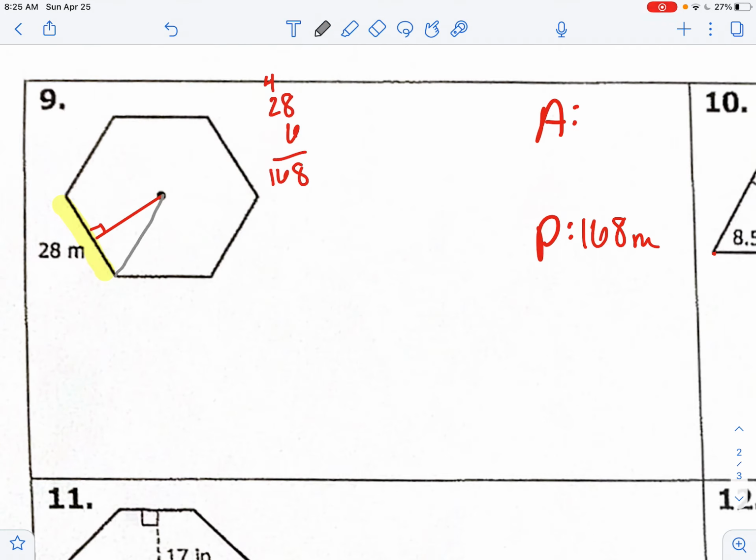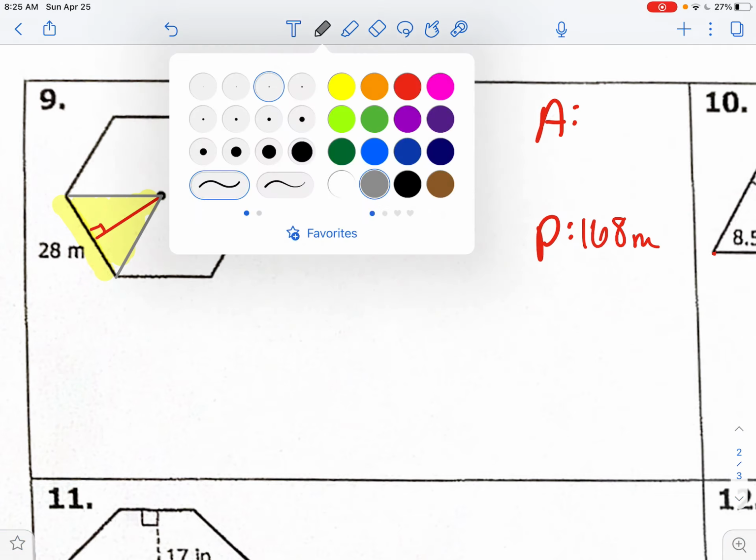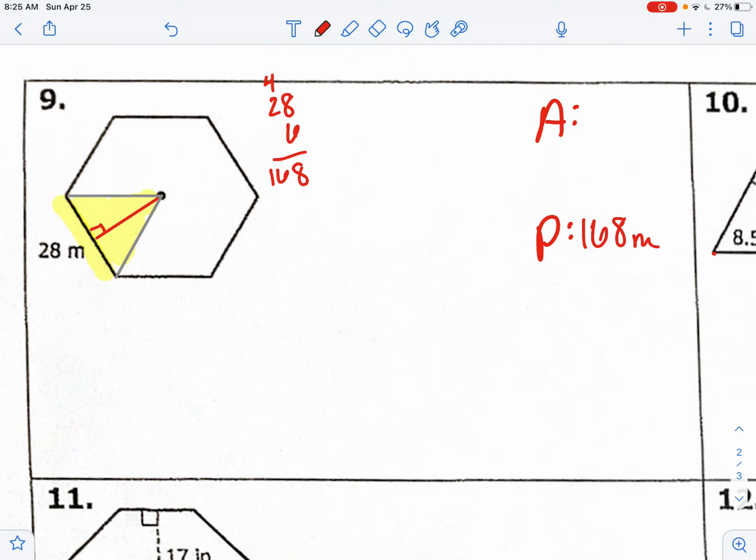I'm going to make a right triangle, and then another right triangle. So I have an isosceles triangle right here. Here's my isosceles triangle. I know that I cut my opposite side into two congruent parts of 14 meters apiece.